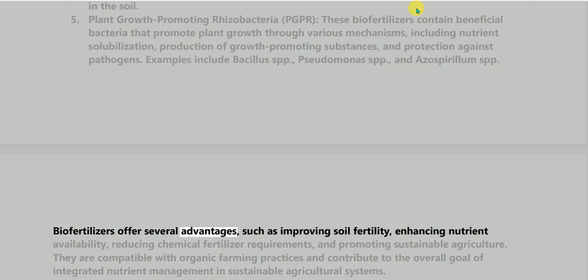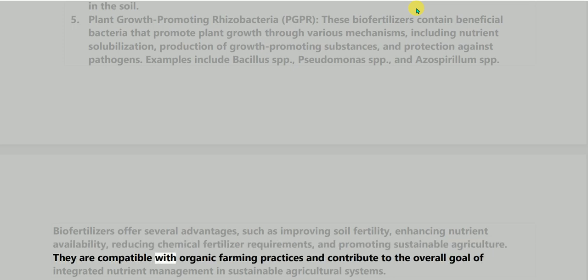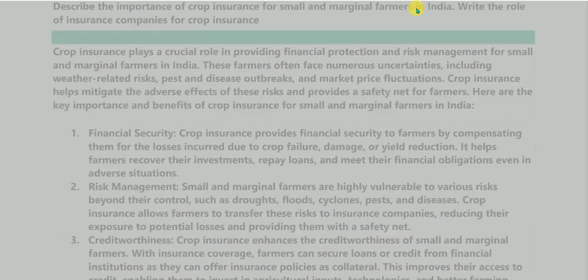Biofertilizers offer several advantages, such as improving soil fertility, enhancing nutrient availability, reducing chemical fertilizer requirements, and promoting sustainable agriculture. They are compatible with organic farming practices and contribute to the overall goal of integrated nutrient management in sustainable agricultural systems. Describe the importance of crop insurance for small and marginal farmers in India.